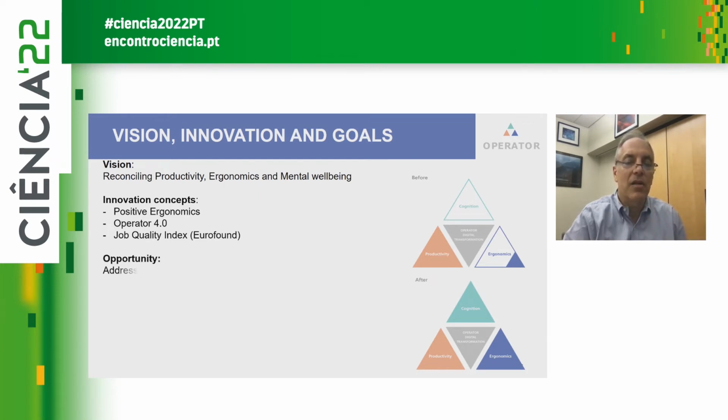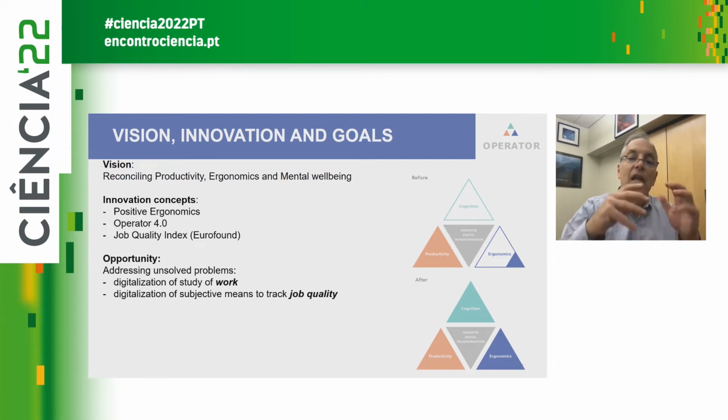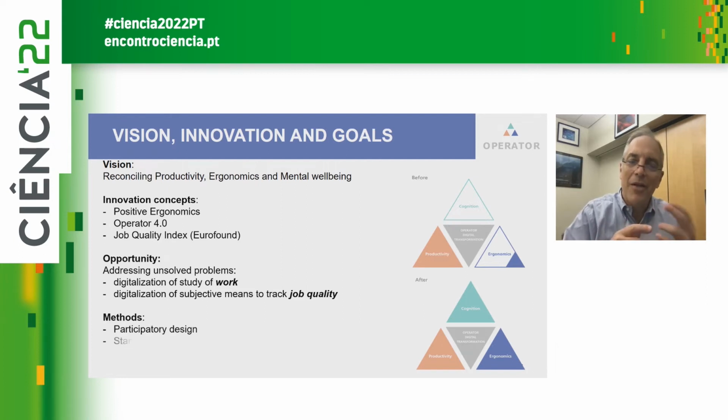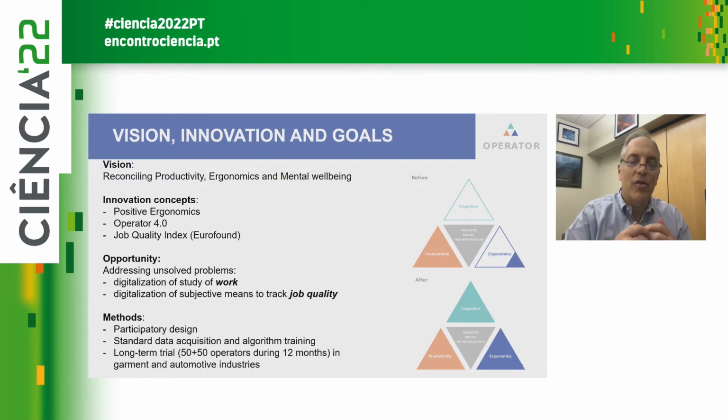Next, the opportunities are in addressing unsolved problems in the academic study of work, and in particular, the subjective means to track job quality. It's really quite a departure for academicians. What we're trying to do is to define not only how sensors work, but what it means to define the workplace and how we can make it more productive. And in doing so, the methods we use involve the workplace itself.